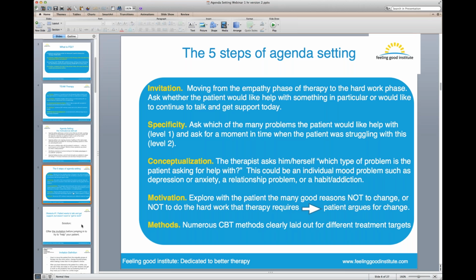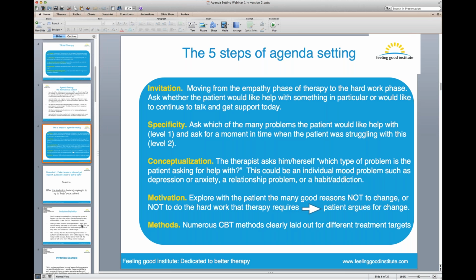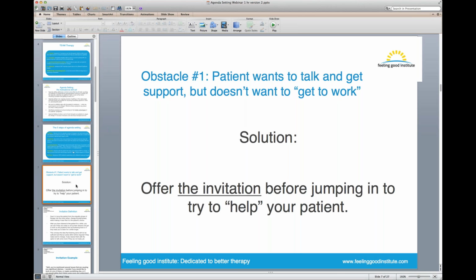So let's talk a little bit then about what are some common obstacles that we see when we're doing therapy. And each of these obstacles corresponds to one of these steps in agenda setting. We see an obstacle, and each of these steps is a solution to an obstacle that we might see. So here's one possible obstacle. You can ask yourself, how many of you have an experience where your patient seems to want to talk and get support, but doesn't seem to want to get to work?